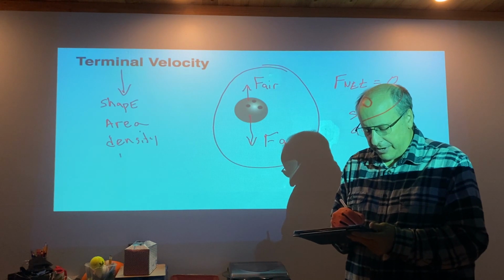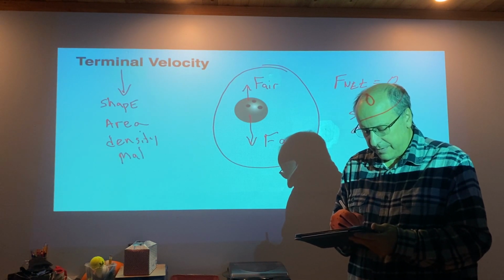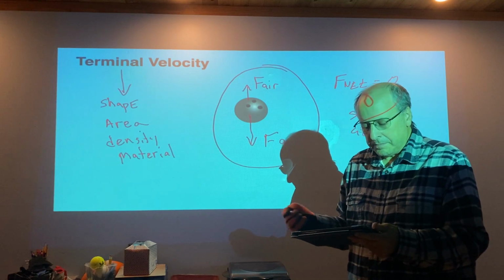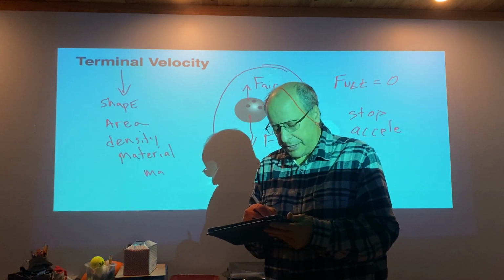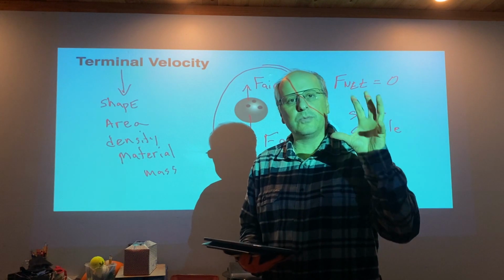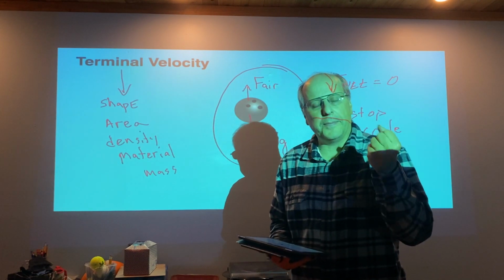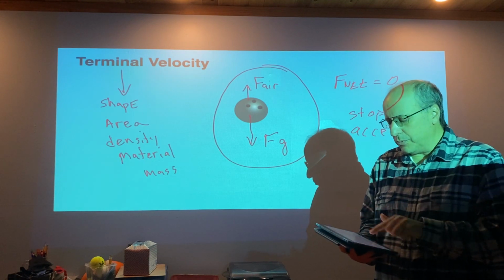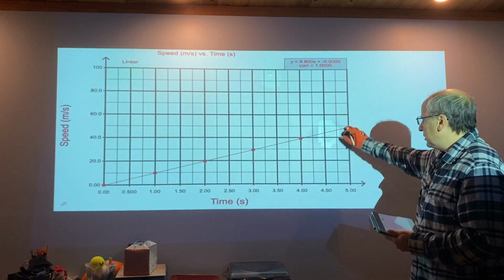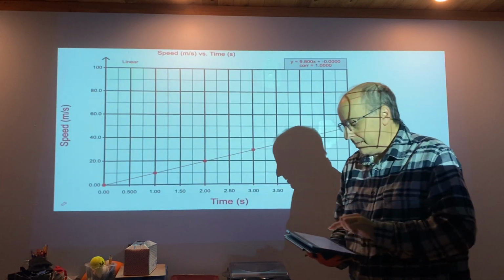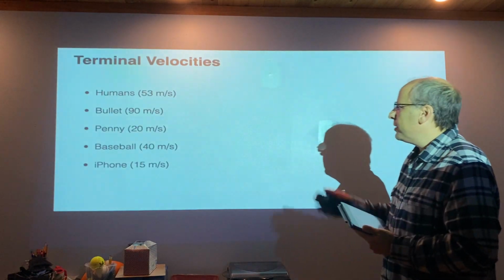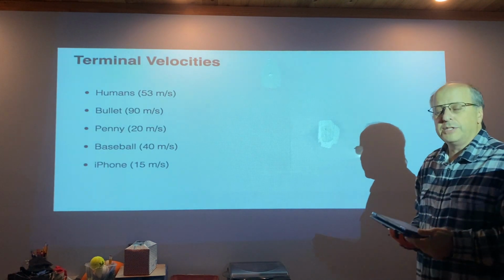Okay, like the material that it's made out of, and also the mass of the object. All of these things will help come together to determine the maximum speed the object can have, the point at which it will no longer gain speed. Okay, terminal velocity. Here are the terminal velocities for certain objects.